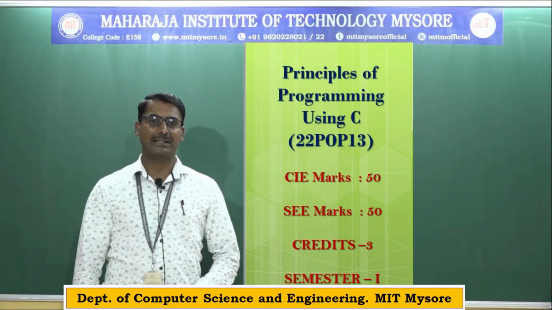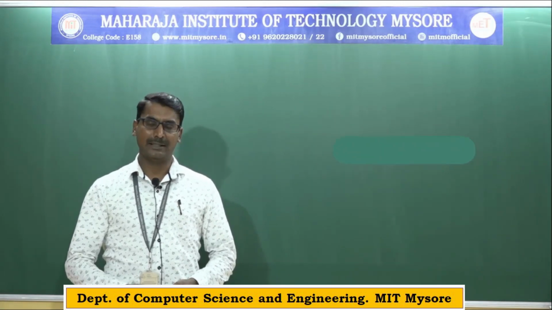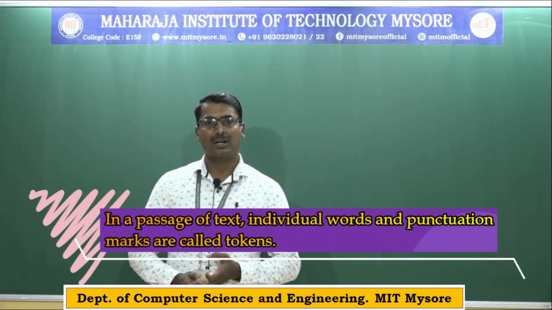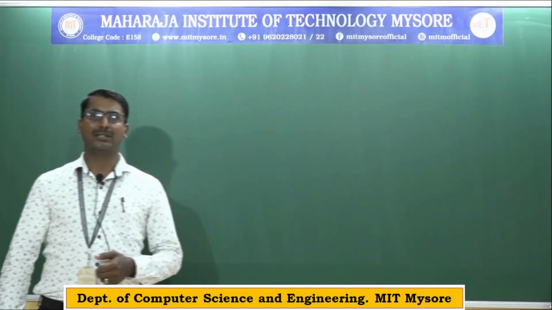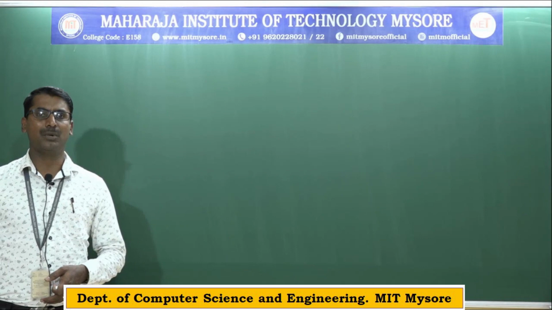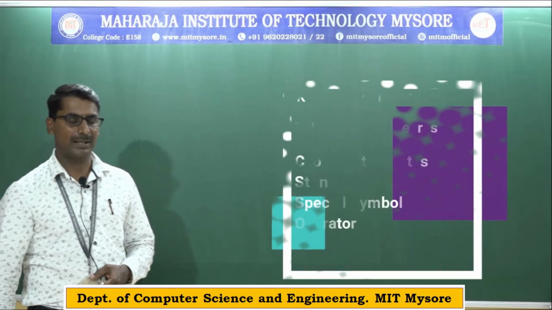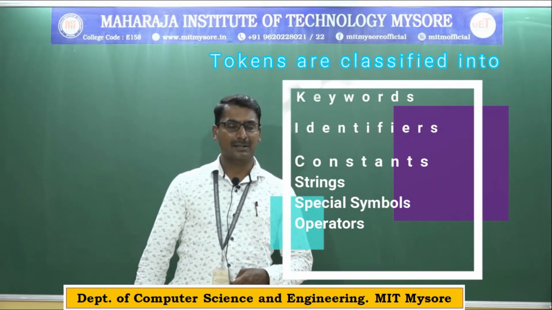So in the last session, we discussed the character set of C and tokens of C. In the tokens, we discussed keywords, identifiers, constants, and the constant types. So the tokens are the basic element of C programming. These tokens are the important component of C programming. Tokens are categorized into 6 types: keywords, identifiers, constants, strings, special characters, and operators.